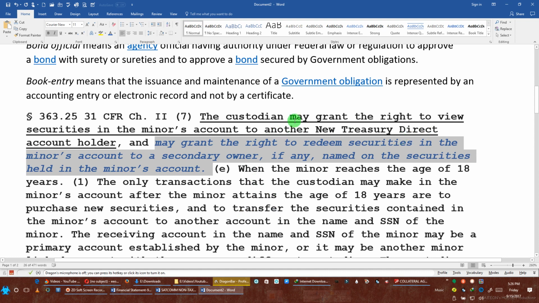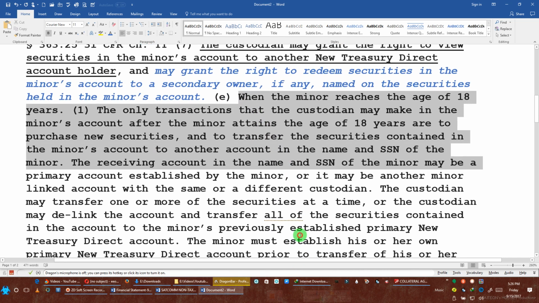Now it says he may grant the right to redeem securities in a minor's account to the secondary owner, if any, named on the securities held by the minor. Ladies and gentlemen, he may grant the right to redeem the securities to a secondary account holder. But pay attention to this so that you understand, because a lot of y'all don't understand.